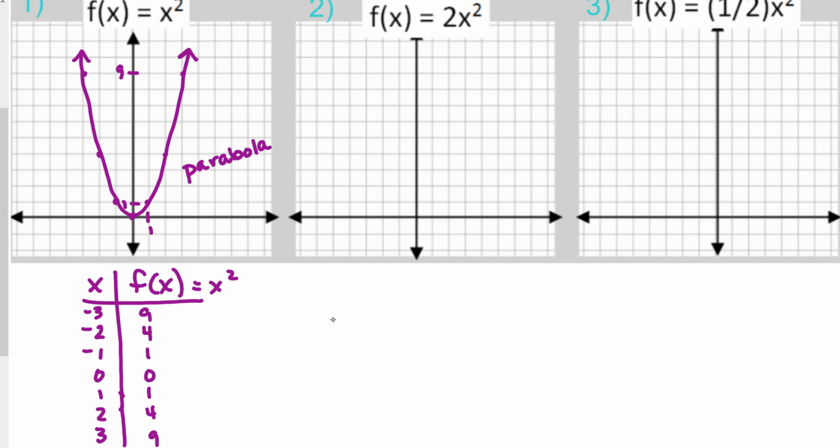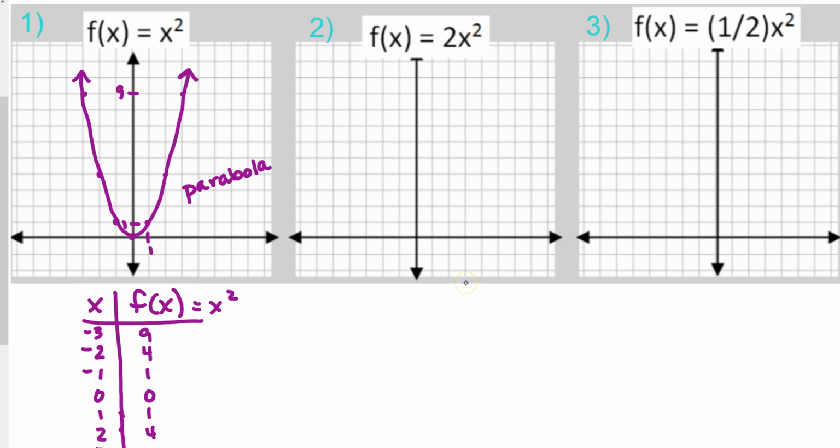Okay, now suppose that we wanted to graph f of x equals 2x squared. Let's think about what we've learned about transformations. Multiplying a function by 2 is going to stretch it vertically. Stretch it vertically by a factor of 2. So 2 times as tall.